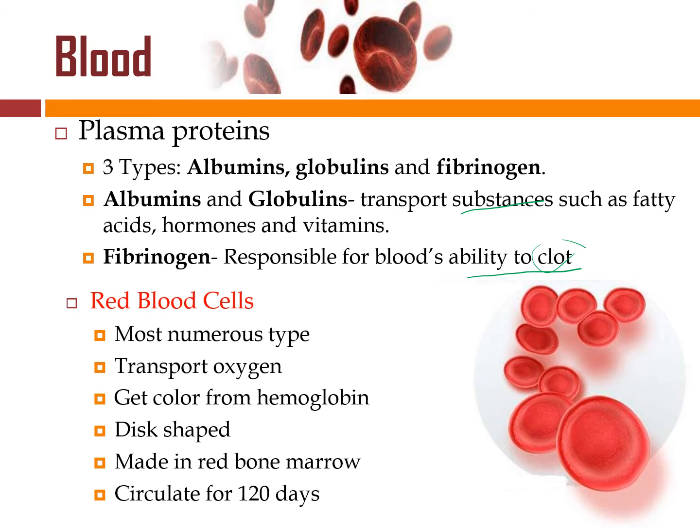Red blood cells are responsible for transporting oxygen. They get color from hemoglobin, and are disc shaped. They are also made in red bone marrow and circulate for 120 days. So the main function of red blood cells is to transport oxygen, and the disc shape increases the surface area of the blood cell so it can carry more oxygen.